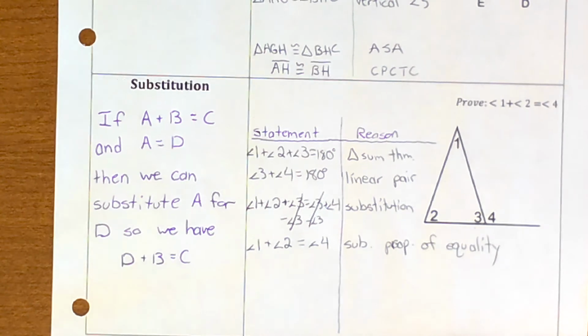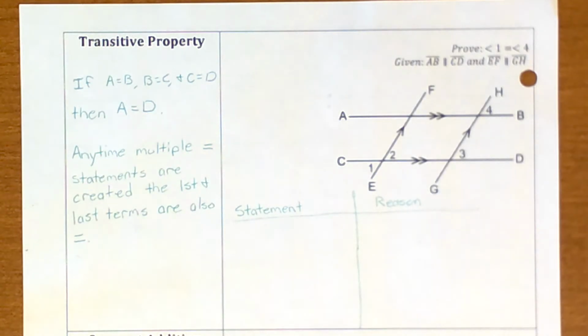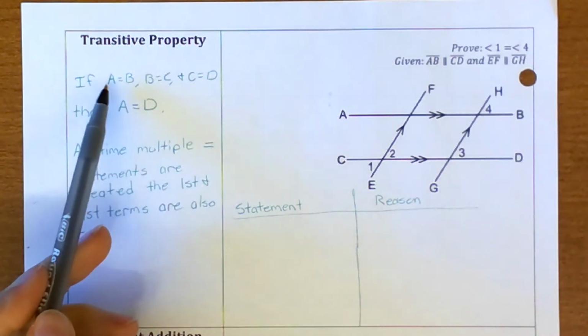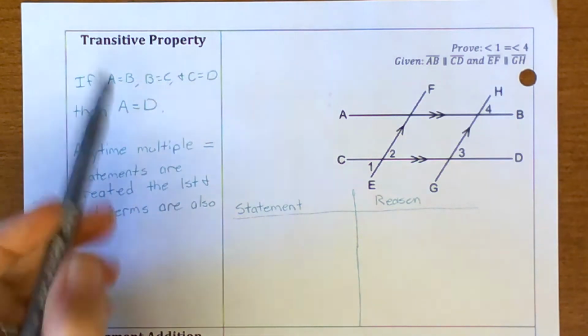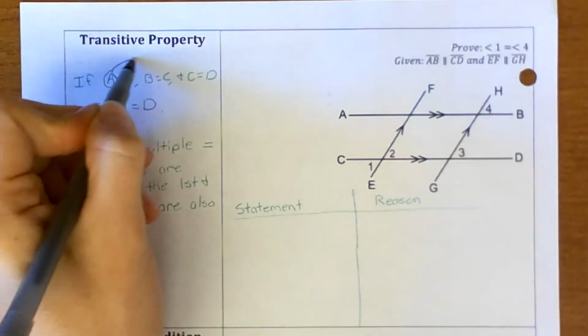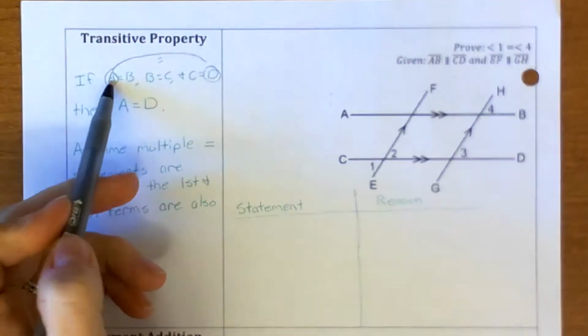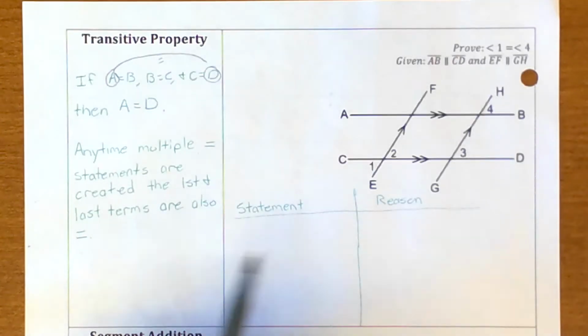Okay. Going on to the back, we now have the transitive property. The transitive property is a little bit similar to the substitution, but what makes it different is that with the transitive, we are chaining a couple things together. So here's my example. A equals B, B equals C, and C equals D. So what the transitive property means is that the first term is also going to be equivalent to the last term. And it could be however many long. It could be short, it could be super long, doesn't matter.